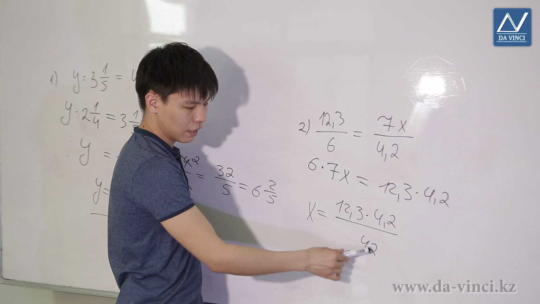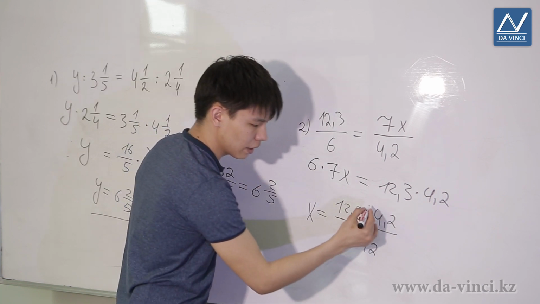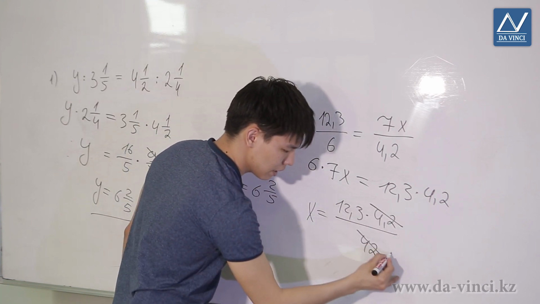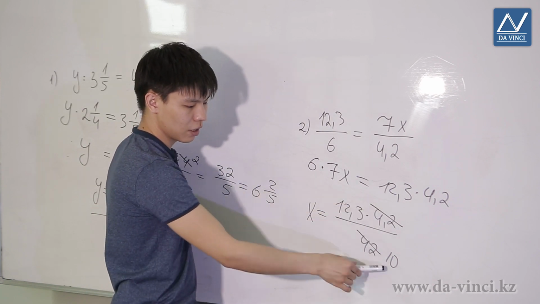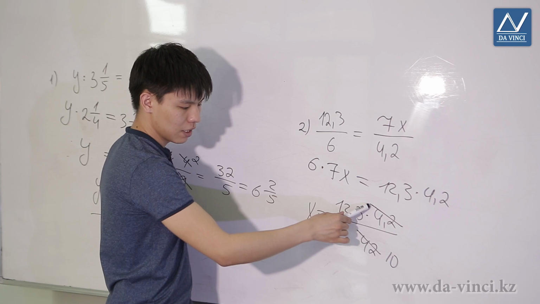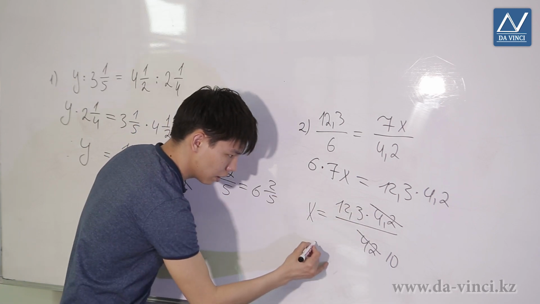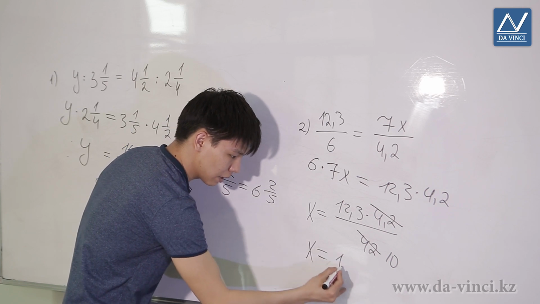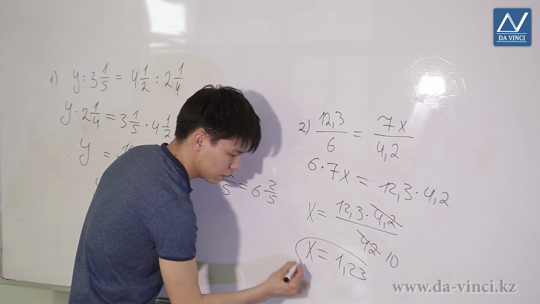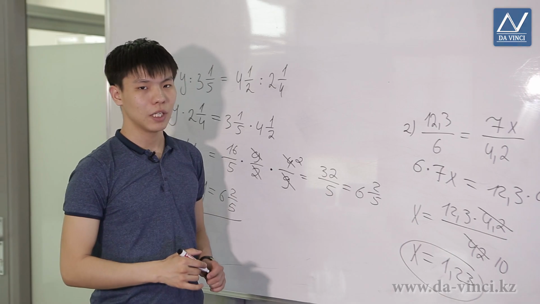We can reduce 42 and 4.2 by 4.2. Then there will be 10, because 42 divided by 4.2 is 10. Now we divide 12.3 by 10. It's easy. We just need to move the decimal point to the left. X is equal to 1.23. This video lesson is over.